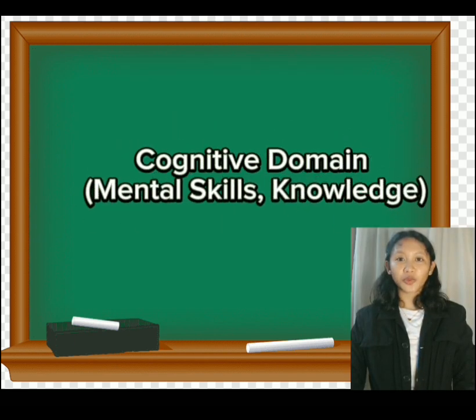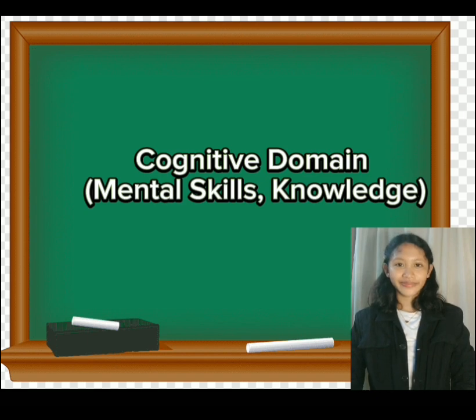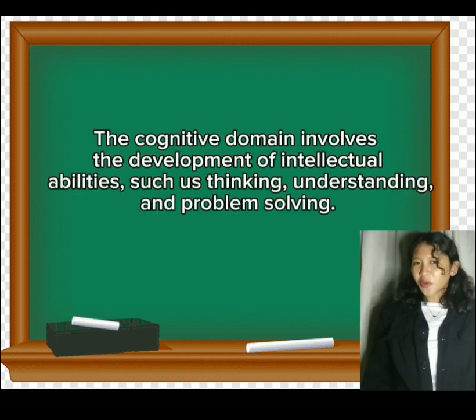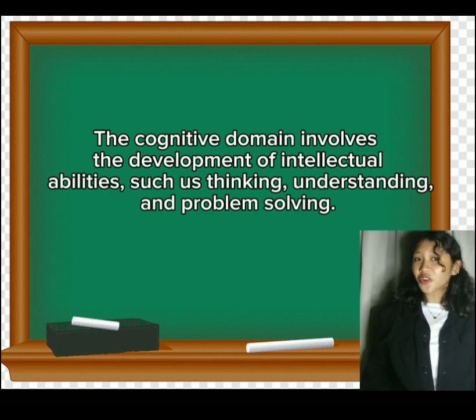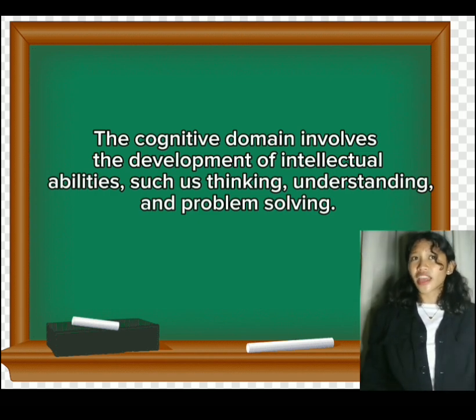Now let's find out what the cognitive domain is: mental skills, knowledge. The cognitive domain involves the development of intellectual abilities such as thinking, understanding, and problem solving. It focuses on how learners process information, think critically, and gain knowledge. This domain is commonly represented by the revised Bloom's taxonomy, which organizes cognitive skills into 6 levels, from basic to complex.